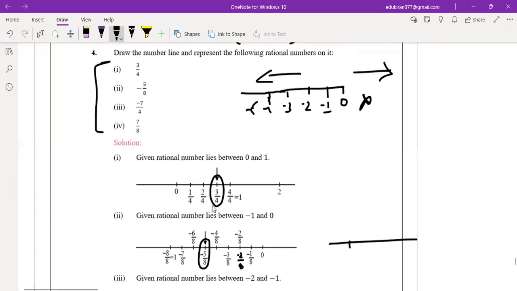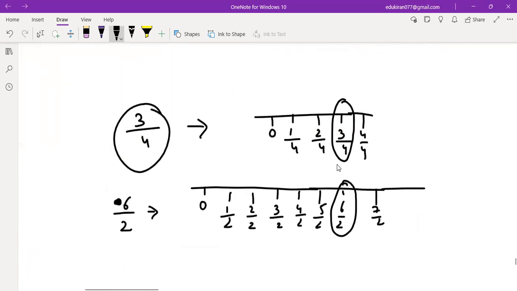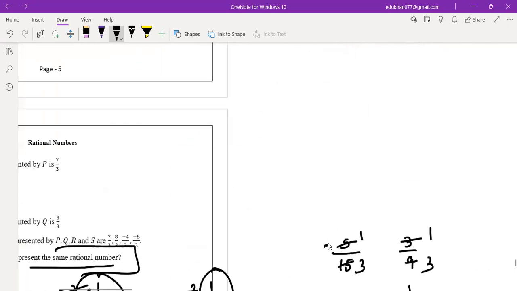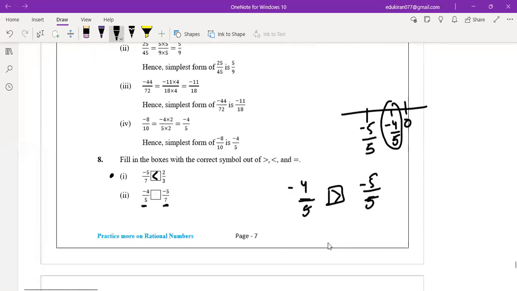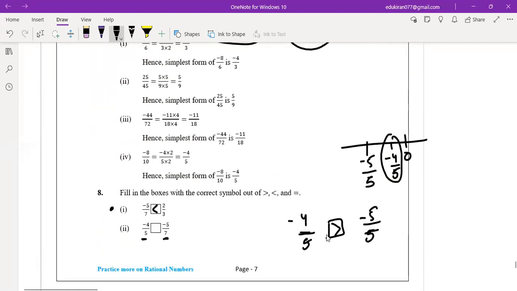Tell me, all the denominators were the same, right? Same, ma'am. 4, 4, 4, 2, 2, 2, right? So here your concept was clear, but you will apply that concept when both the denominators are the same. Okay, but in this situation, should we find the LCM? Yes.